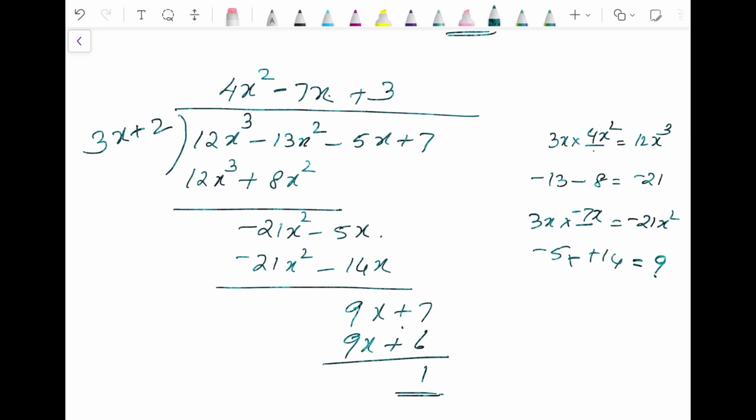Now, based on this we will learn the remainder theorem and factor theorem. You can find this remainder without doing the long division.